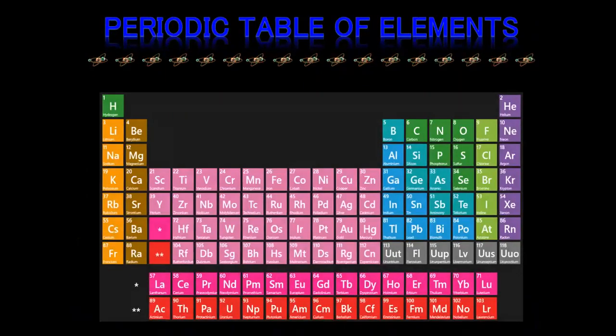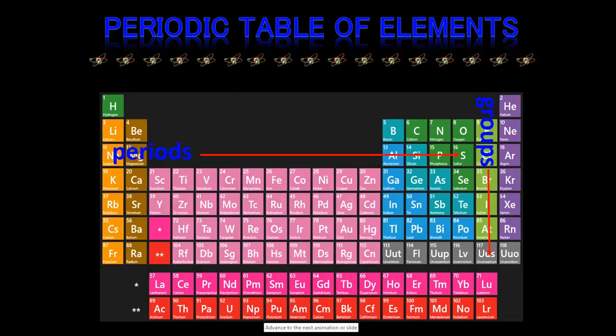Now let's take a look at the periodic table of elements. So the periods on the periodic table are the rows, okay? So each row is called a period. Now the groups on the periodic table are the columns, and each column is called a group or family. Okay, so here we go. Here is our typical periodic table. So the rows are called periods, and there are 7 periods. Okay, 7 periods. We have 1, 2, 3, 4, 5, 6, and then 7.